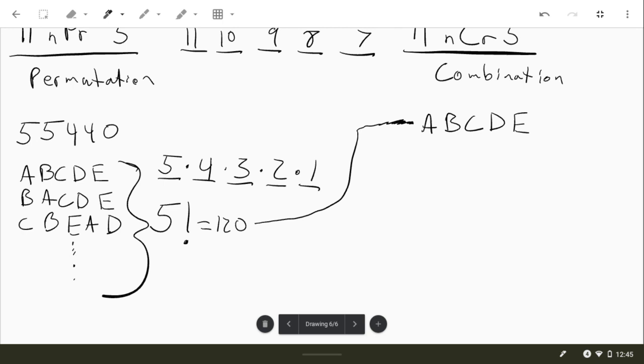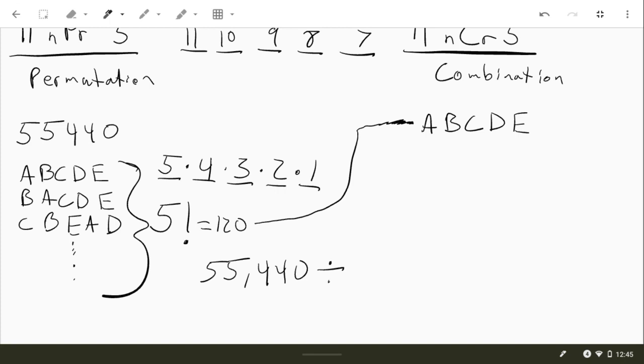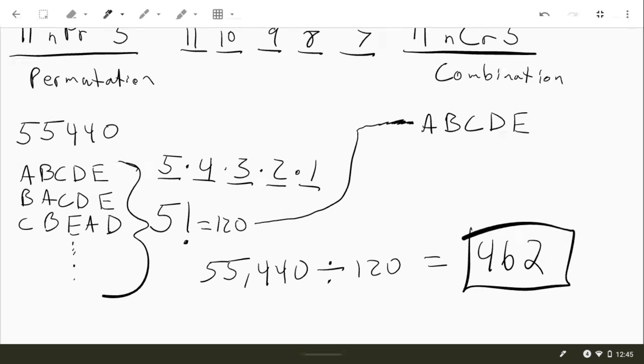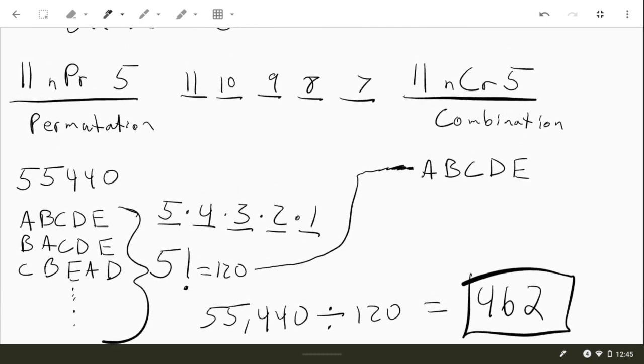So if there are 55,440 permutations total, then we can divide that by 120 to find the number of combinations there will be. Divided by 120, this comes out to 462. So if you don't care about the order in which you put those 5 basketball players out on the floor, if you have 11 and you're choosing 5, there's 462 ways to do that. Cool.